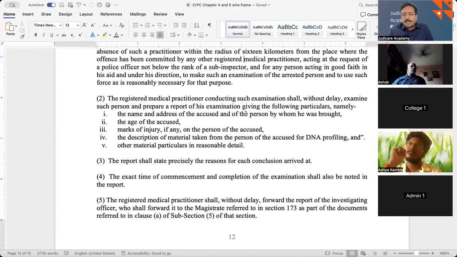The registered medical practitioner shall without delay forward the report of the examination to the IO, who shall forward it to the magistrate.